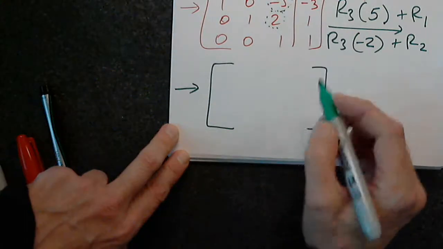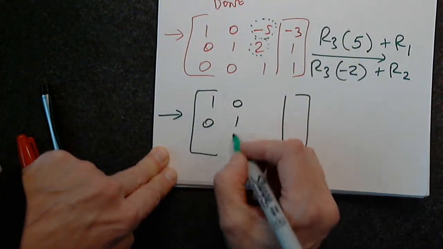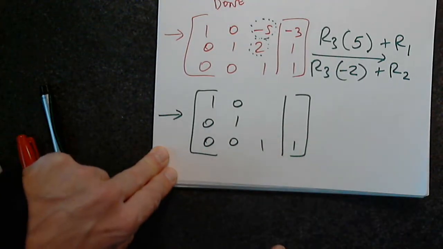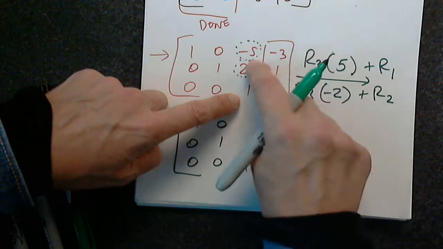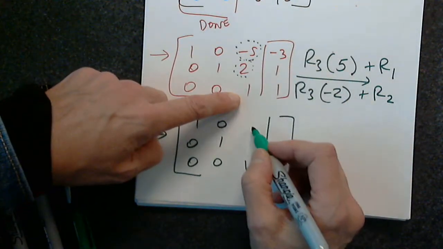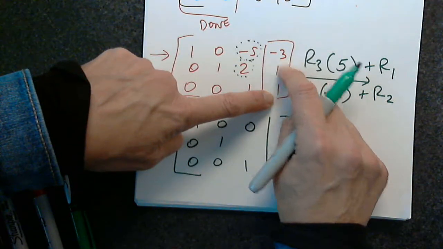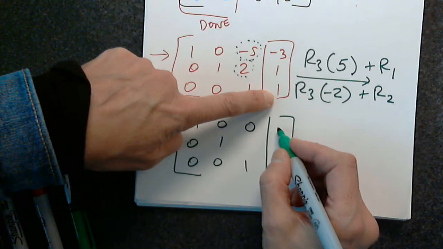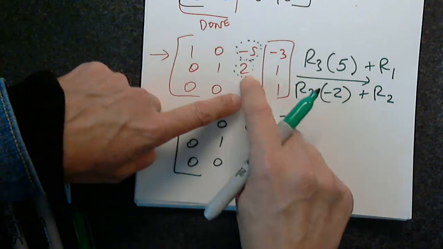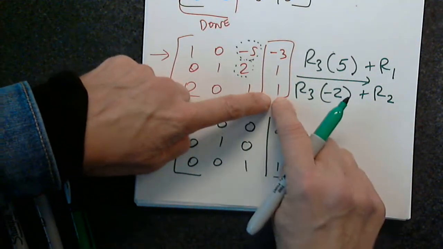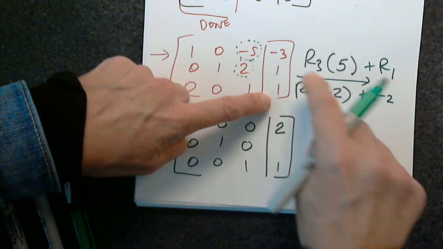Please do not put equal symbol. They have to be arrows. So 1, 0, 0, 1, 0, 0, 1, 1. Ready? 1 times 5 minus 5. 1 times 5 minus 3. Perfect. 1 times negative 2 plus 2. 1 times negative 2 minus 1. I'm sorry. 1 times negative 2 plus 1.